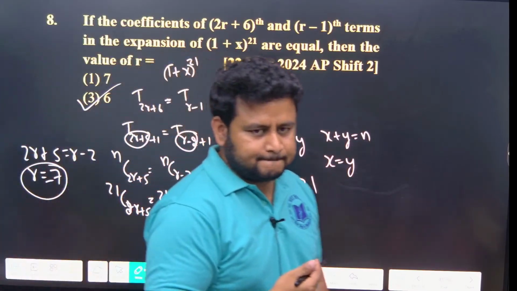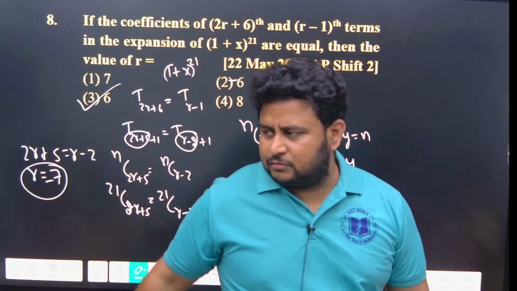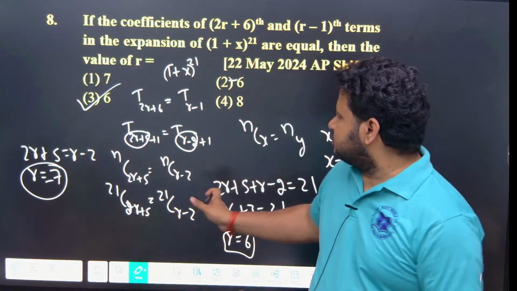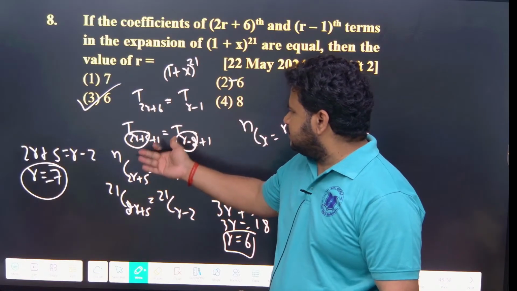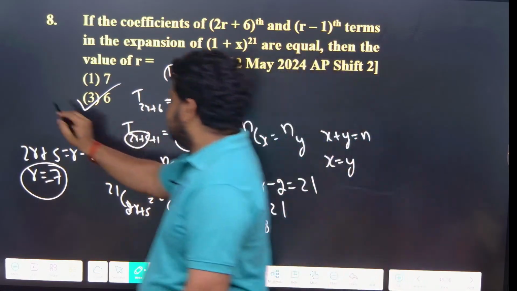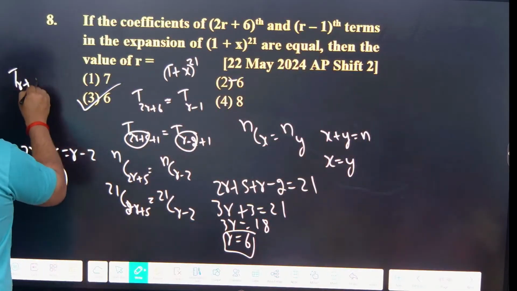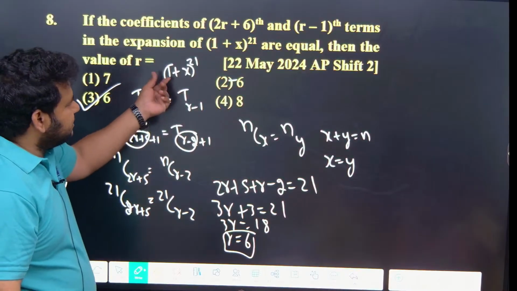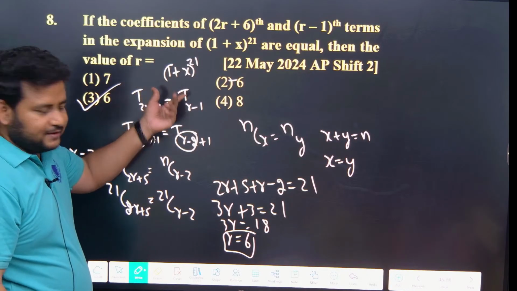Understood? Clear? Getting it? How to do previous year questions? So directly based on this. So this actually is a concept. See, writing this in the form of T(r+1) is the only concept that is there when it comes to binomial theorem here. But this is what?